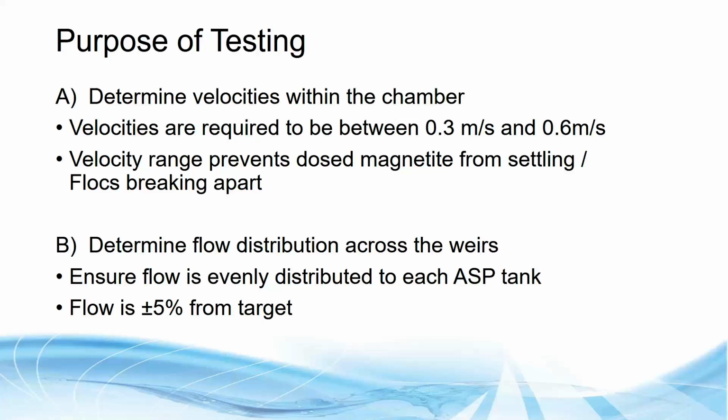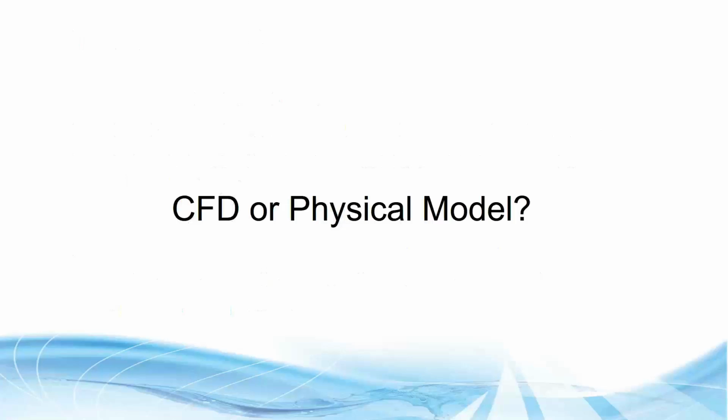Another concern of theirs is the distribution of flow within this chamber. It contains 3 different weirs, and they want water to spill across each weir to a certain target, and it has to be within plus or minus 5% of this target.